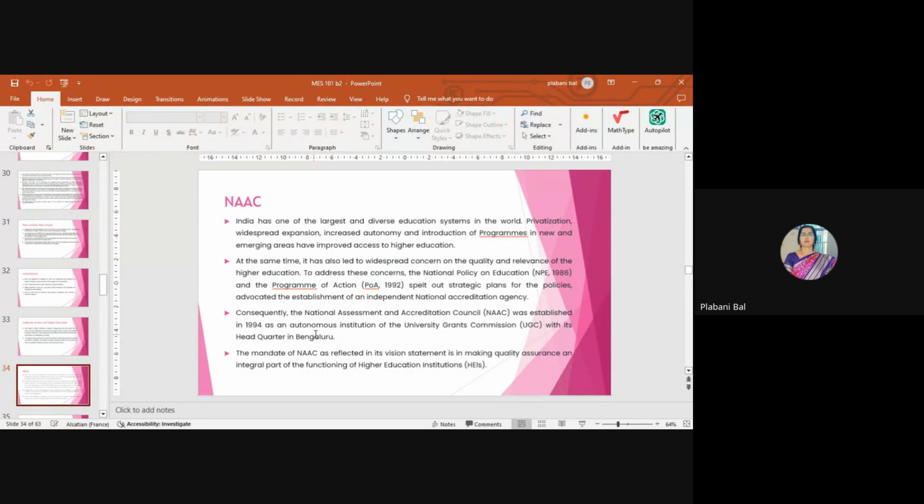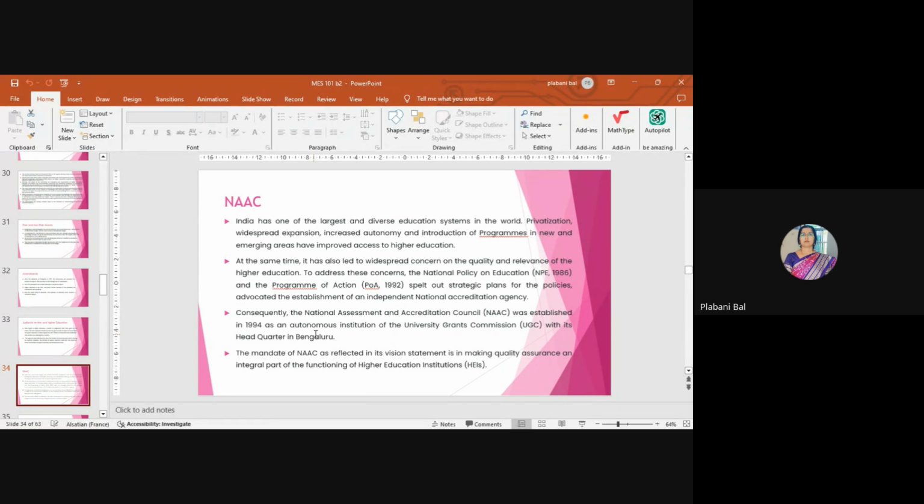Next, we will come to the NAAC. In the present day, we are all aware of the NAAC, the National Assessment and Accreditation Council. The National Assessment and Accreditation Council is an autonomous council under the UGC to carry out periodical assessment of universities and colleges in the country. Before, it was not mandatory, but now after the implementation of NEP 2020, it is mandatory for all higher education institutions to be accredited by NAAC.